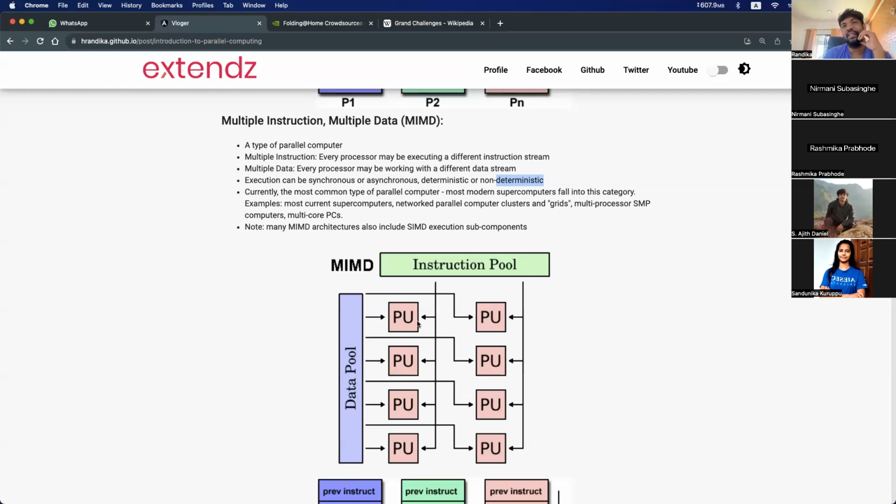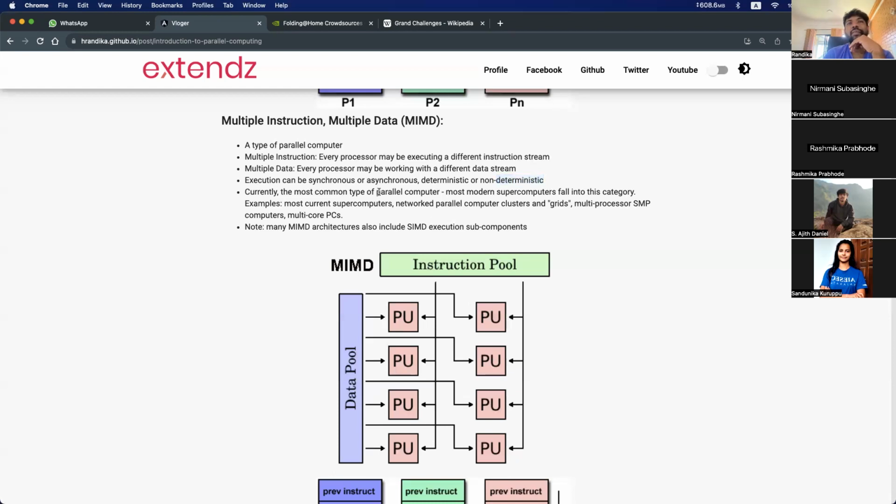The same goes for the other way around. If we are using the same pool for two different processing units and the same data, then it is deterministic. But if you are using two different data pools and two different instructions, it is non-deterministic. We can't guarantee every processing unit to have the same output. Unless they get the same instruction and same data pool, they will be different. So it can be deterministic or non-deterministic.